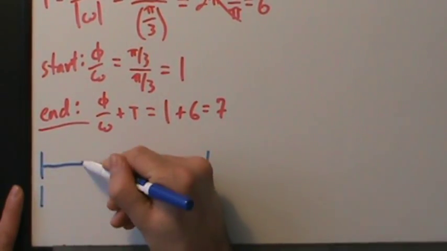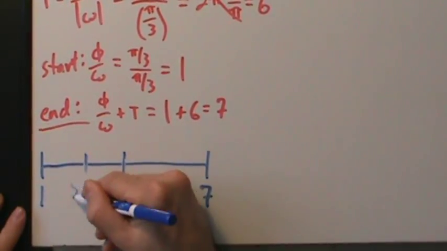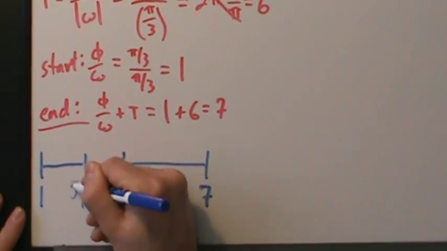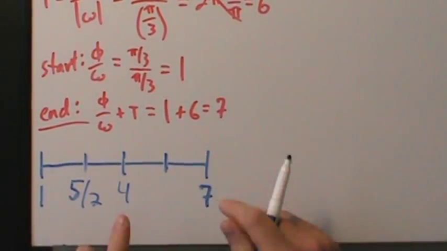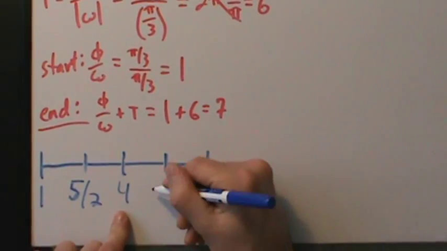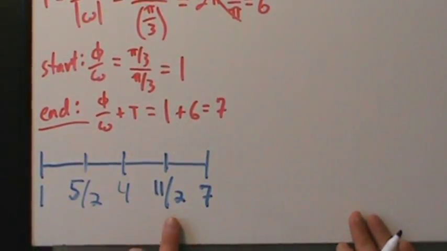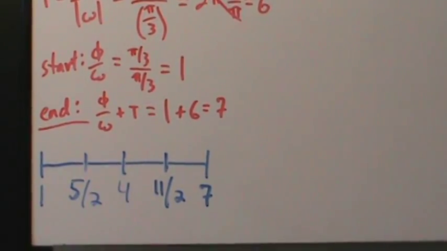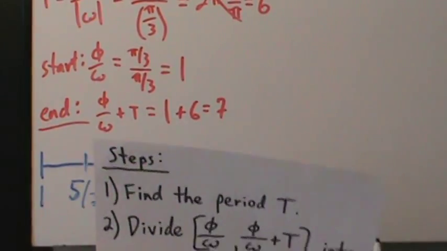So let's divide this one in half. 1 plus 4 is 5. 5 divided by 2 is 5 halves. Divide this one in half. 4 plus 7 is 11. 11 divided by 2 is 11 halves. Yeah, that's 2.5, and this one is 5.5, but it's best to avoid decimals if we can. I think so anyway. So that's it for step 2.